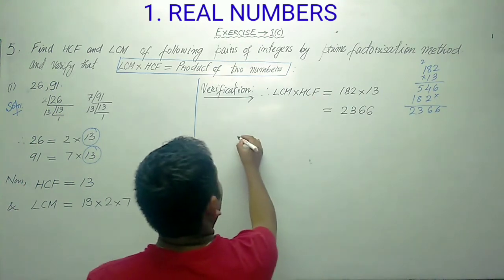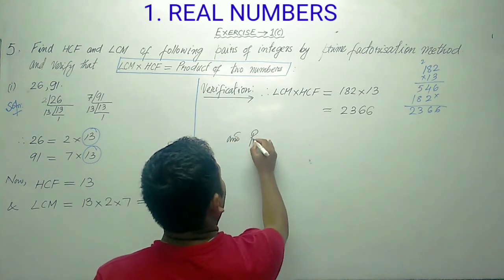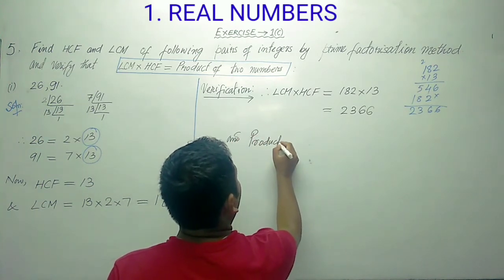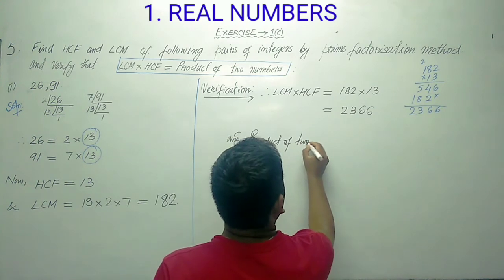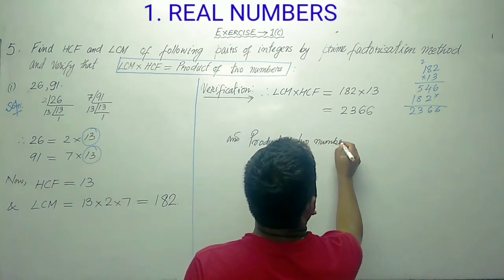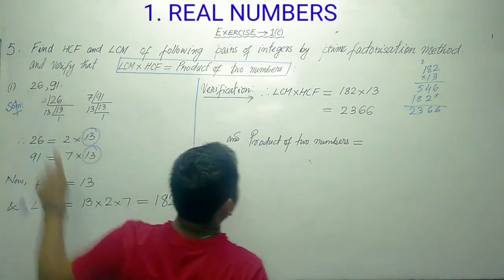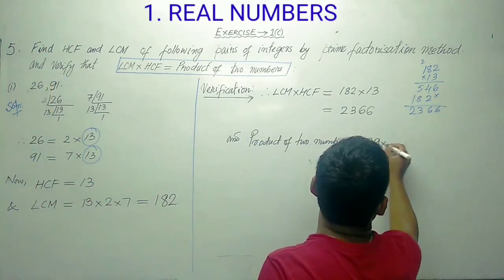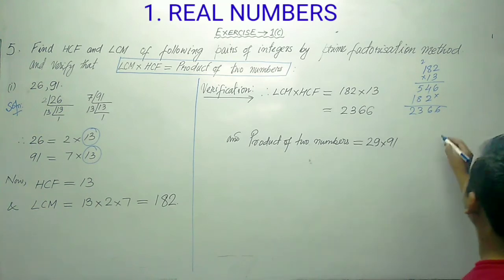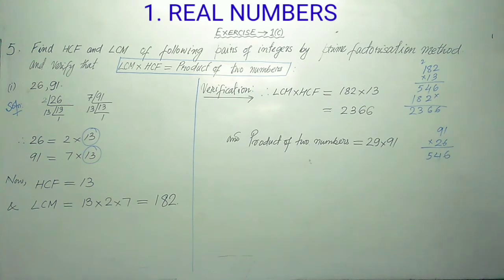Now, the product of the two numbers: what are the two numbers given to us? 26 and 91. 26 into 91. Let us multiply again. 91 multiplied by 26. 6 ones are 6, 6 nines are 54. 2 ones are 2, 2 nines are 18.